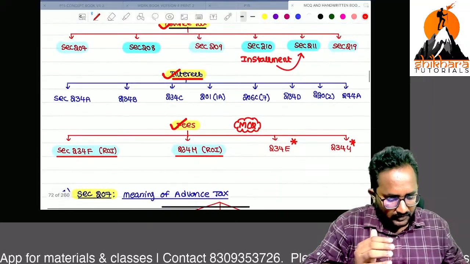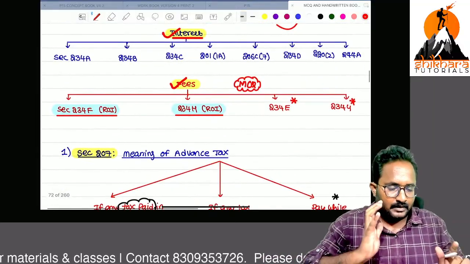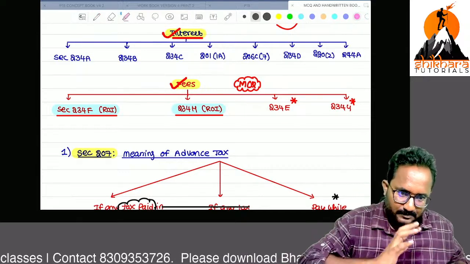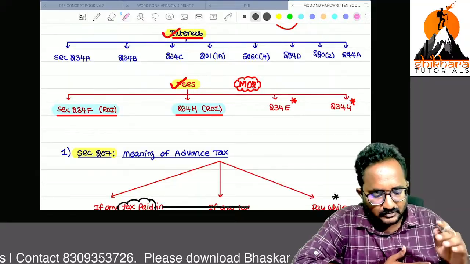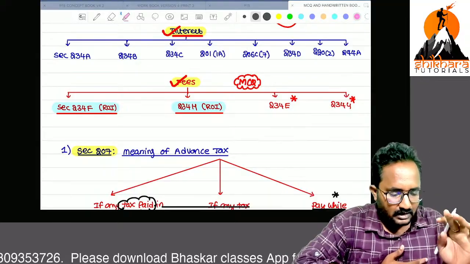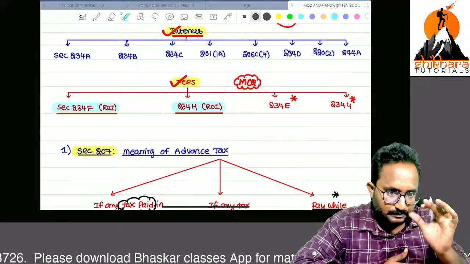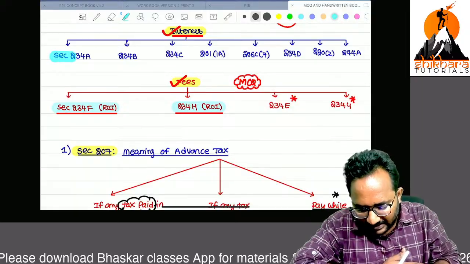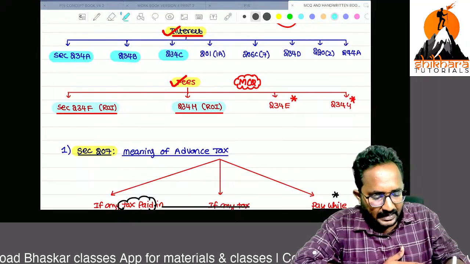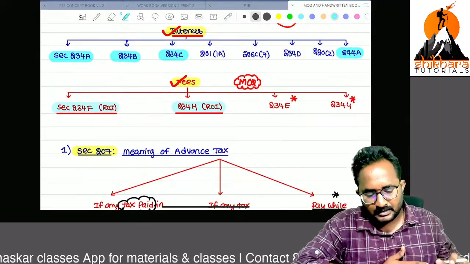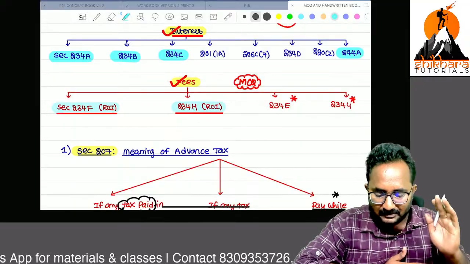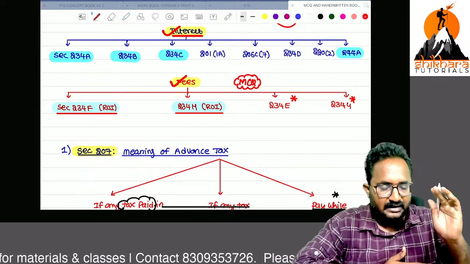Then we can start our discussion on interest. In this revision session, I want to cover a few interest provisions. Some interest provisions you can do on your own with the help of handwritten notes as well as the concept book. But the most important ones I am covering: 234A, 234B, 234C, and directly 244A. These are the four sections from which we get problems frequently in our exams. So one by one we can cover.